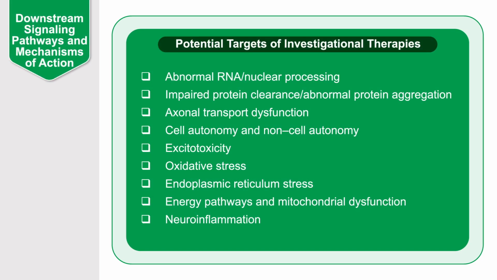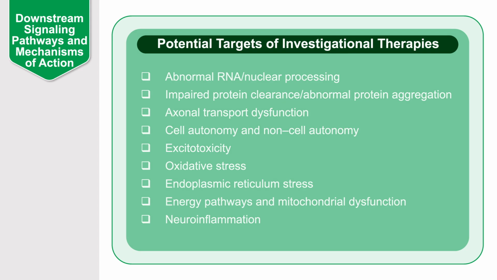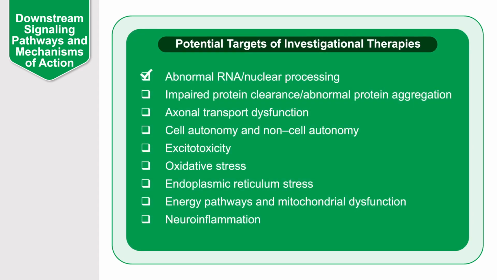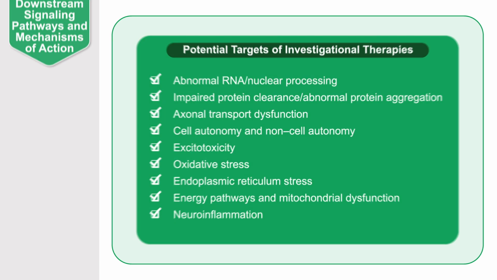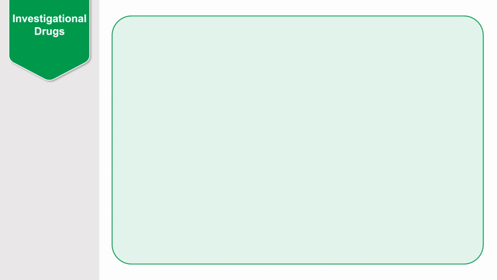Now, in ALS, there are several downstream signaling pathways and mechanisms of action of investigational therapies. Potential molecular pathways of the pathogenesis of ALS include abnormal RNA or nuclear processing, impaired protein clearance and abnormal protein aggregation, axonal transport dysfunction, cell autonomy and non-cell autonomy, excitotoxicity, oxidative stress, endoplasmic reticulum stress, energy pathways, and mitochondrial dysfunction, as well as neuroinflammation. There are several investigational drugs that are targeting several of these pathways.